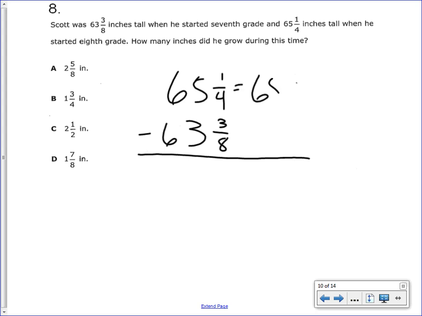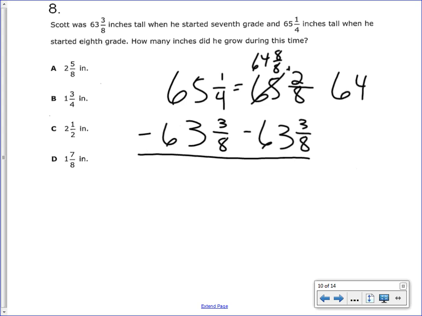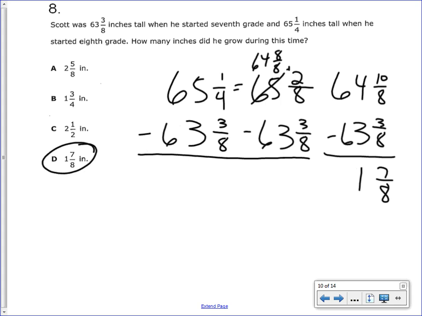So 65, 4 times 2 is 8, 1 times 2 is 2, minus 63 3/8. If you notice here, if I have 2 8ths, you cannot take 3 8ths from me. So what I'm going to do is borrow. So the 65 turns into 64 8/8 plus the 2 8ths that's already there. So I have 64 10/8 minus 63 3/8, which 10 minus 3 is 7, and 64 minus 63 is 1. So my answer here is D, 1 7/8.